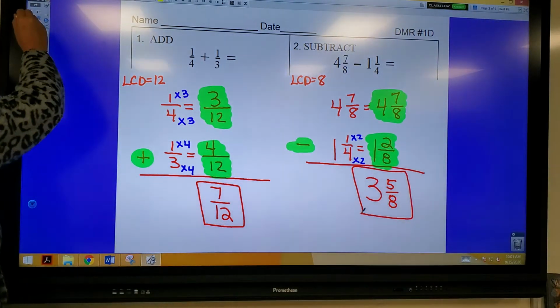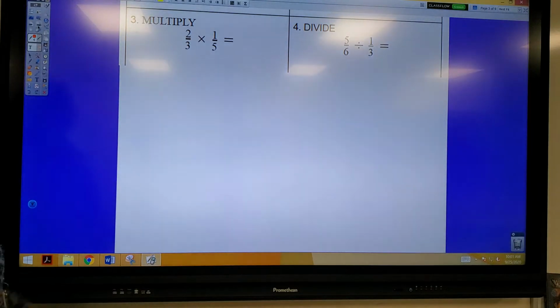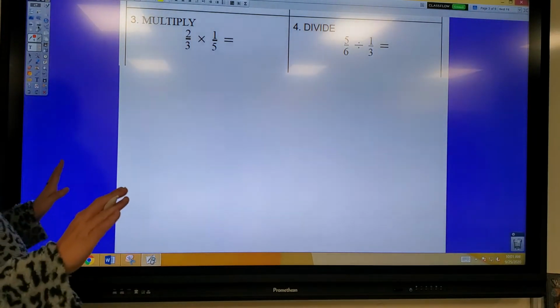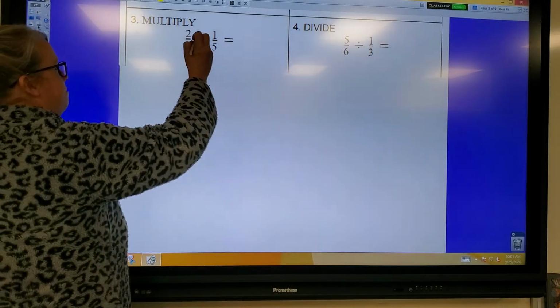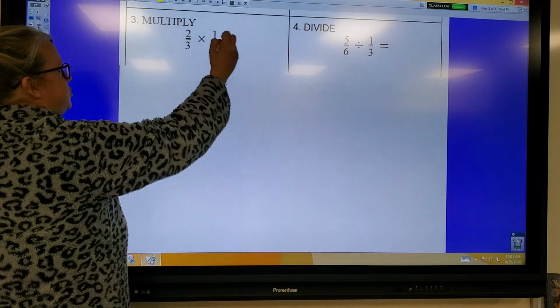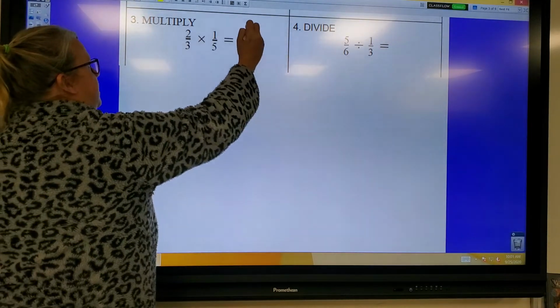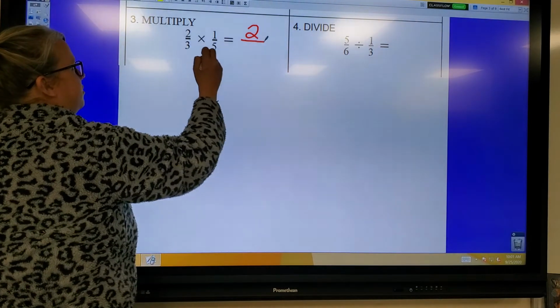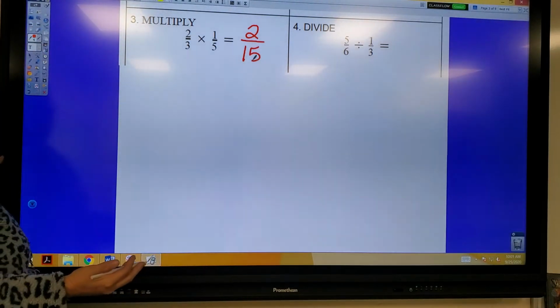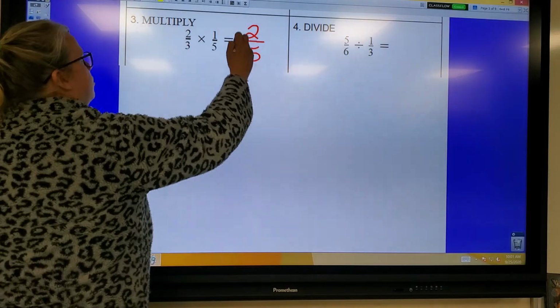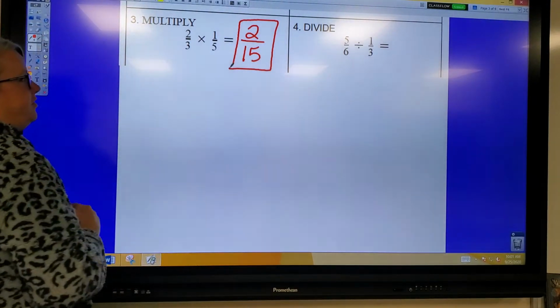All right, moving on to multiplying and dividing. In multiplying and dividing, you do not need to have the same denominators, so that's nice. We don't have to worry about that at all. In number 3, where I am multiplying, I'm just going to multiply straight across. So I'm going to do 2 times 1 is 2, and I'm going to do 3 times 5 is 15. I'm going to think, can I simplify that? The answer is no, so final answer, 2 over 15.